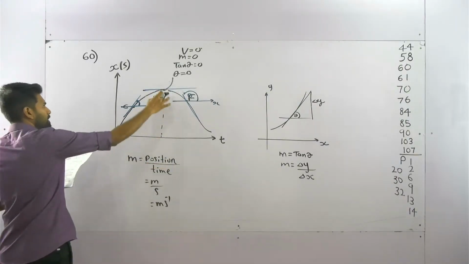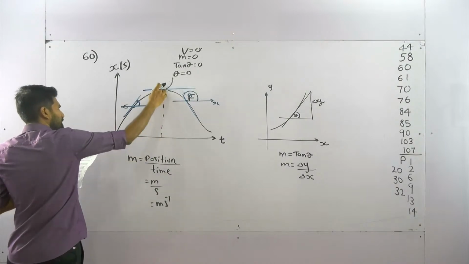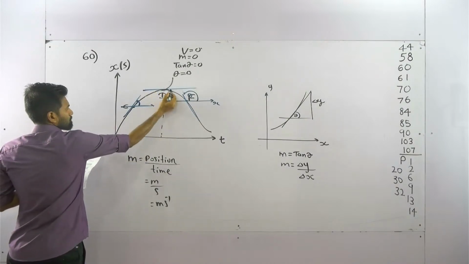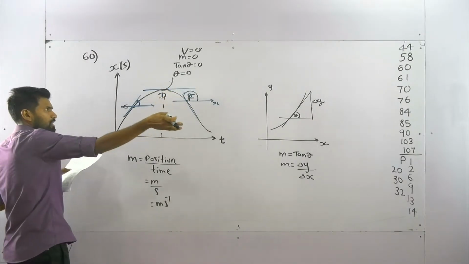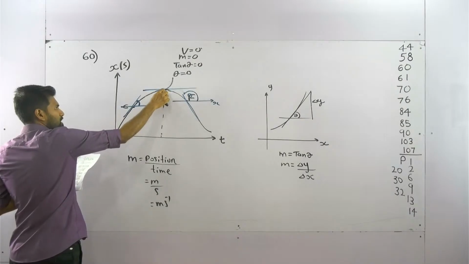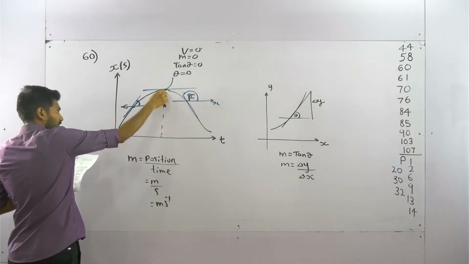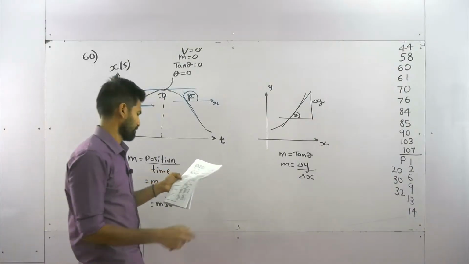Not for a long time, for an instant. As soon as with the time it changes and it gets a gradient value, that means it's having a velocity. But in this position, the object will be at an instantaneous rest, zero velocity. Okay, the answer is D.